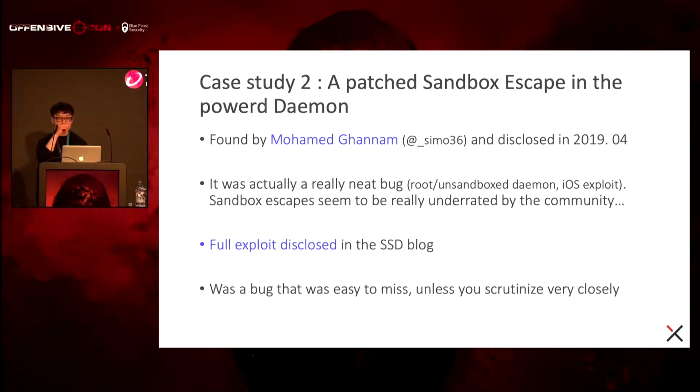So it's an uninitialized buffer vulnerability in the PowerD daemon, which is running as unsandboxed root. It was actually a really neat sandbox escape that was pretty well engineered. But like most sandbox escapes, I think it was pretty underrated and didn't receive much attention from the community because the jailbreak community is always just crazy about TFP zeros. And it was actually a bug that was very easy to miss unless you were looking very closely.